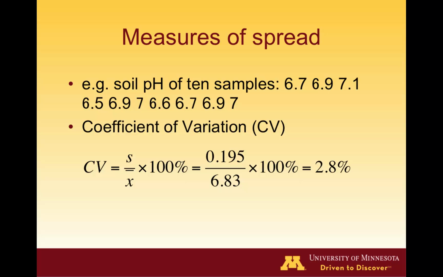Coefficient of variation, again, use the equation that I gave you. Input as standard deviation, which is 0.195, and input X bar, which is the mean, 6.83. In the end, you get 2.8%.